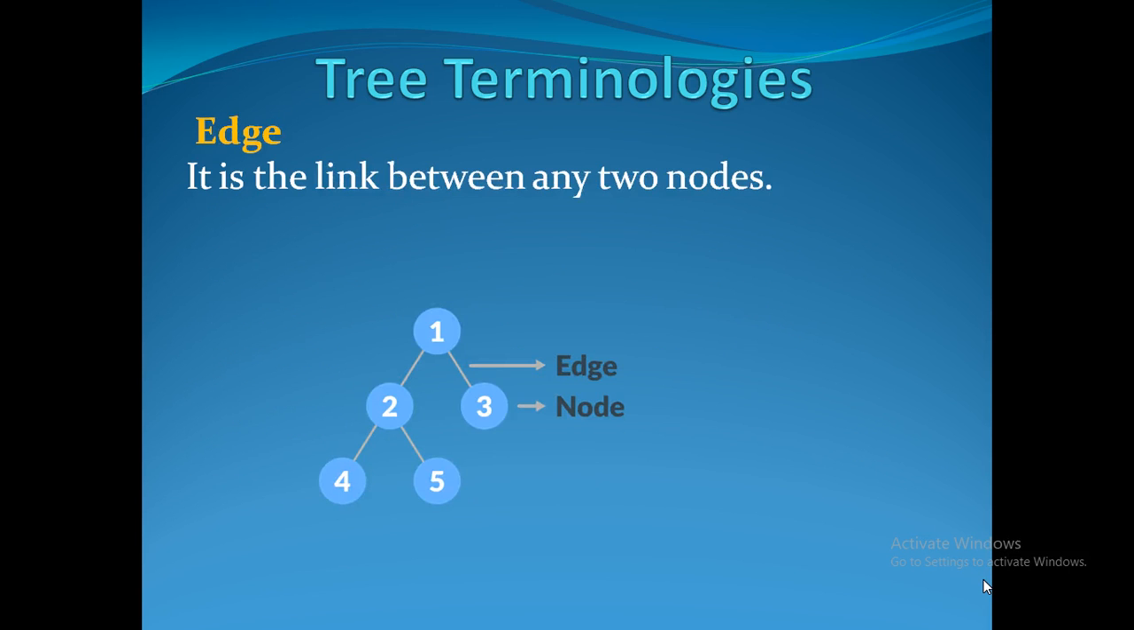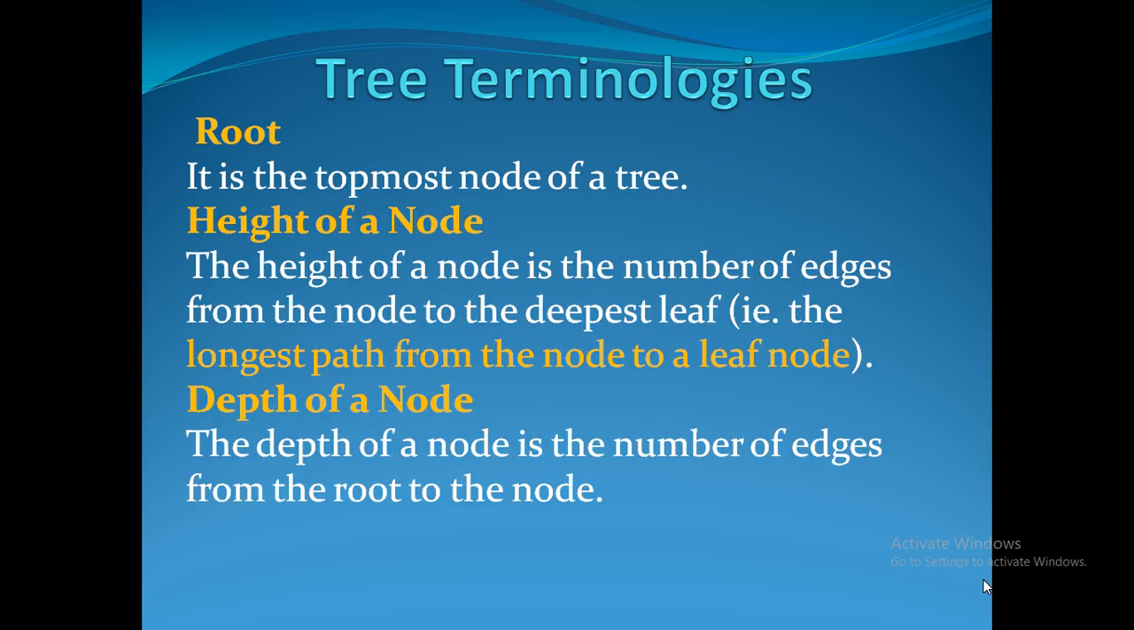For example, if you are finding the height of 2, what will it be? 2 has two leaf nodes, 4 and 5, both with only one edge. So 1 is the height of 2. The longest path from a node to a leaf node is said to be the height of the node. The depth of a node is the number of edges from the root to the node.